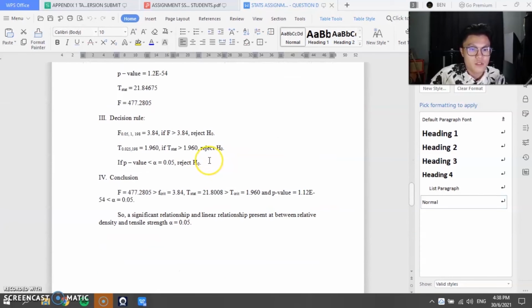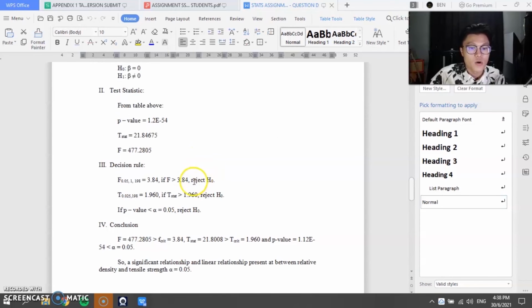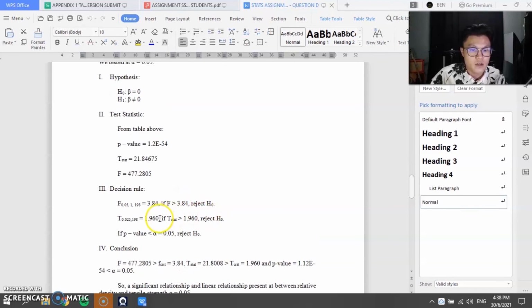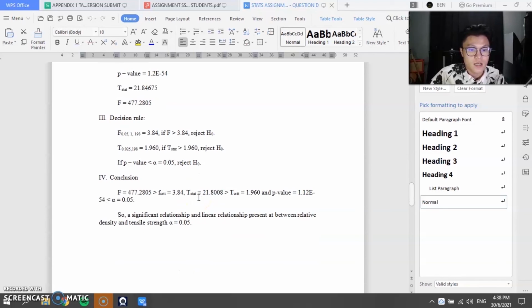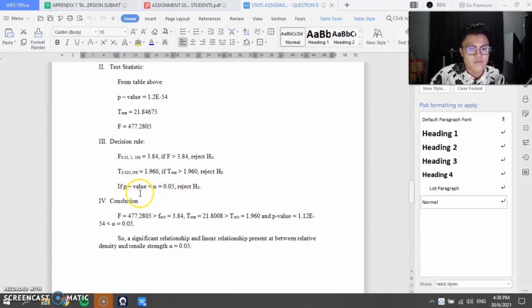So, we proceed to the decision rule, which we can get from the statistical table. From the statistical table, the value of F is 3.84. So, if F is greater than 3.84, we can reject H0. The value of t from the statistical table is 1.960. Therefore, if t-stat is greater than 1.960, we can reject H0. Also, if the p-value is less than alpha equals 0.05, we can reject H0 as well.